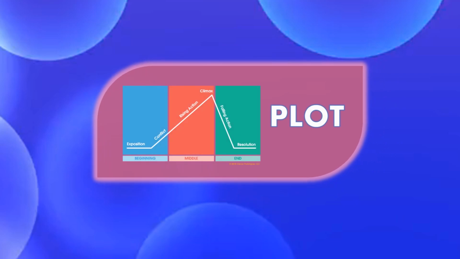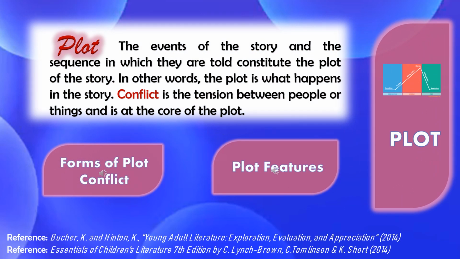The plot. The events of the story and the sequence in which they are told constitute the plot of the story. In other words, the plot is what happens in the story. Plot is the most important element of fiction to the child reader.